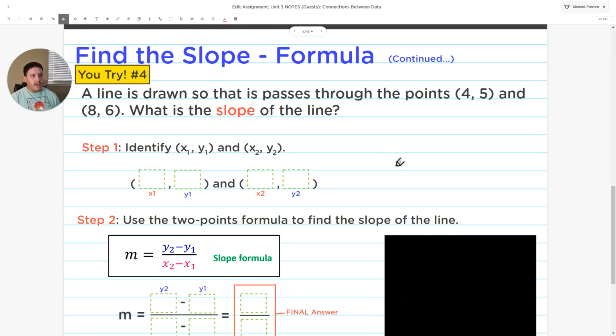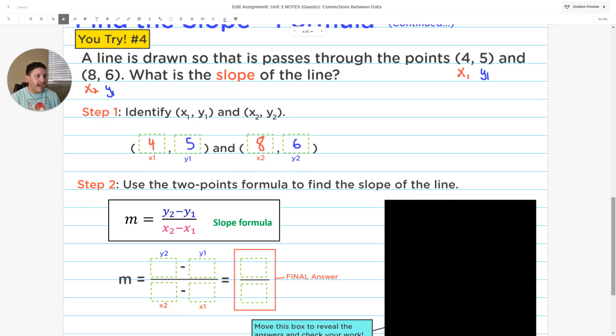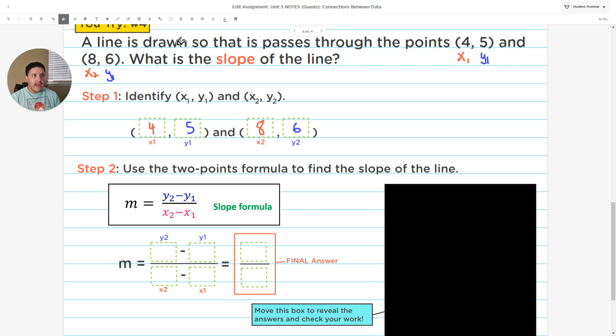Step 1, identify x1, y1, x2, y2. So, first point, x1 is 4. Second point, x2 is 8. Okay, first point, y1 is 5. Second point, y2 is 6. And now we take these and put them in a fraction and simplify. Starting with the y's, y2 minus y1 means 6 minus 5, divided by x2 minus x1, which means 8 minus 4.